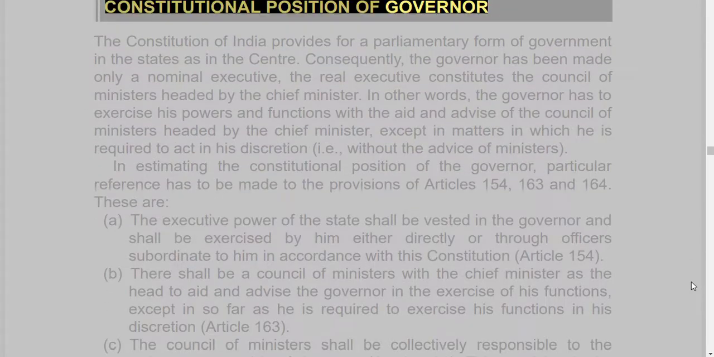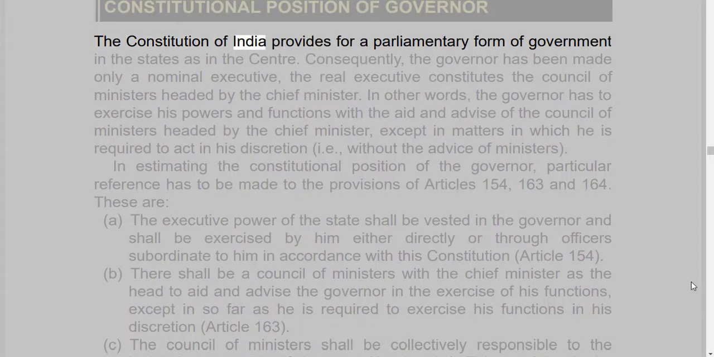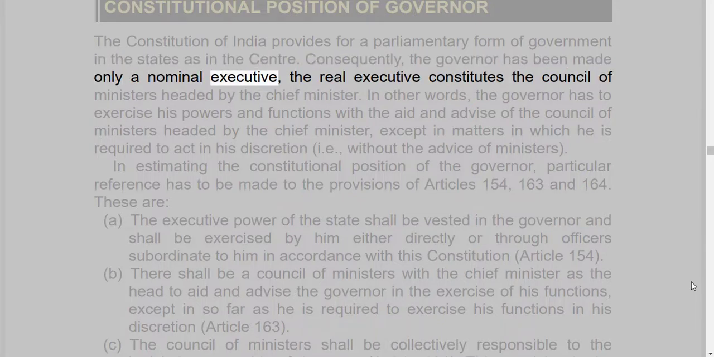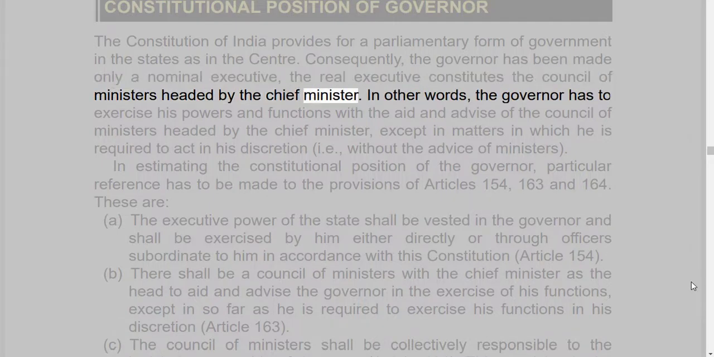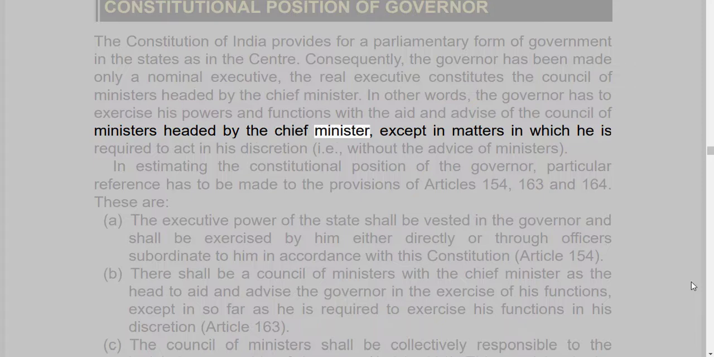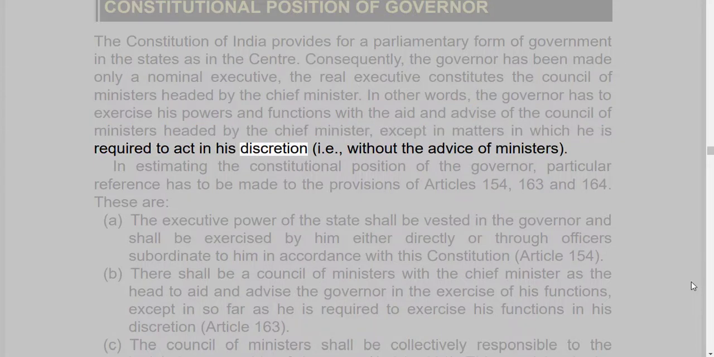Constitutional position of Governor. The Constitution of India provides for a parliamentary form of government in the states as in the centre. Consequently, the Governor has been made only a nominal executive. The real executive constitutes the Council of Ministers headed by the Chief Minister. In other words, the Governor has to exercise his powers and functions with the aid and advice of the Council of Ministers headed by the Chief Minister, except in matters in which he is required to act in his discretion, i.e., without the advice of ministers.